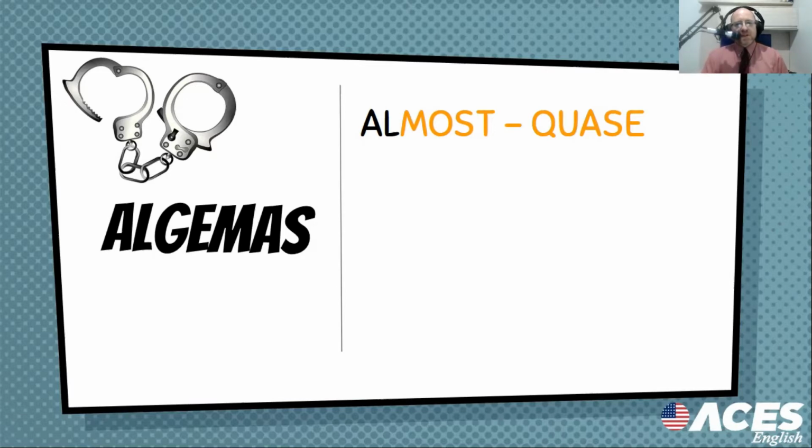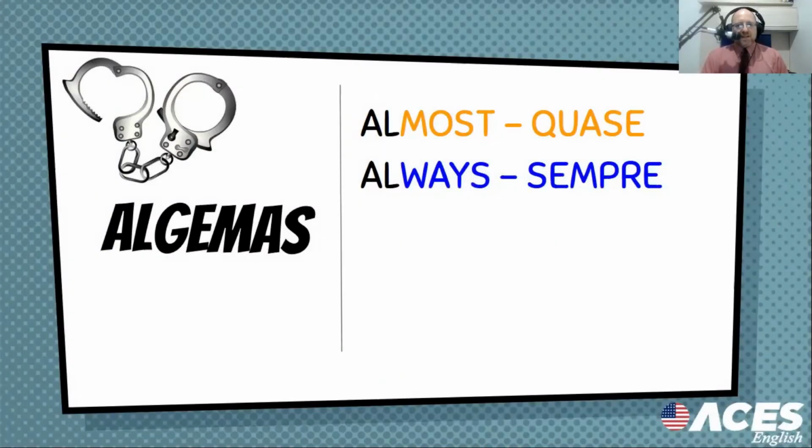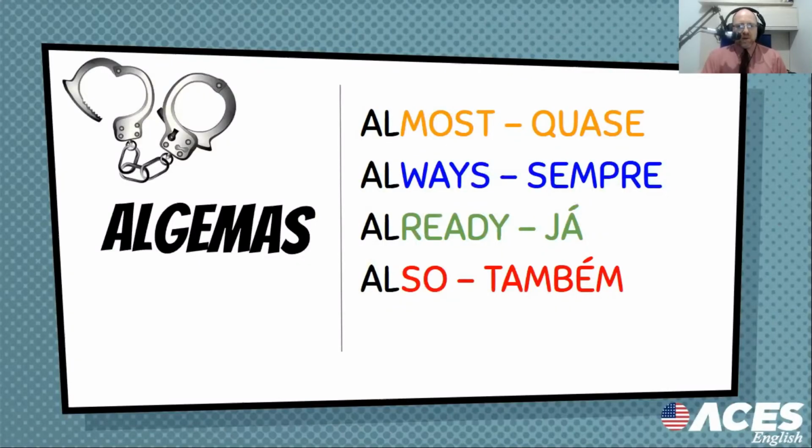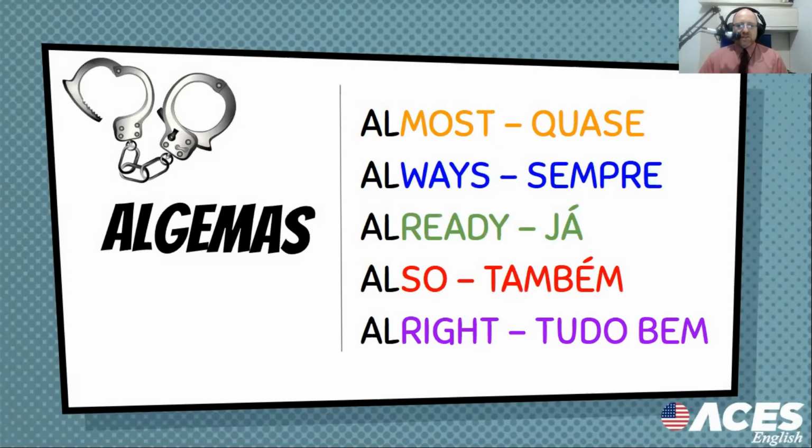Anyway, almost is quasi. Always, sempre. Already, já. Also, também. And all right, tudo bem. Tá bom, tudo bem. Okay. All right can also be written ALL space right. So there are 2 different ways to write all right.